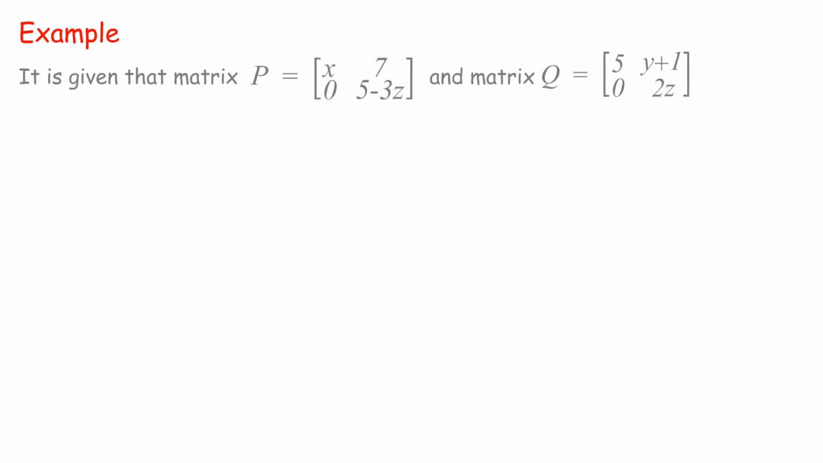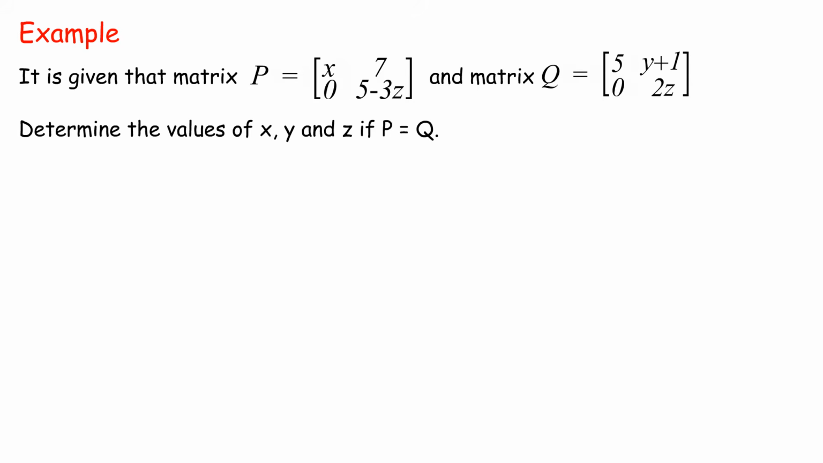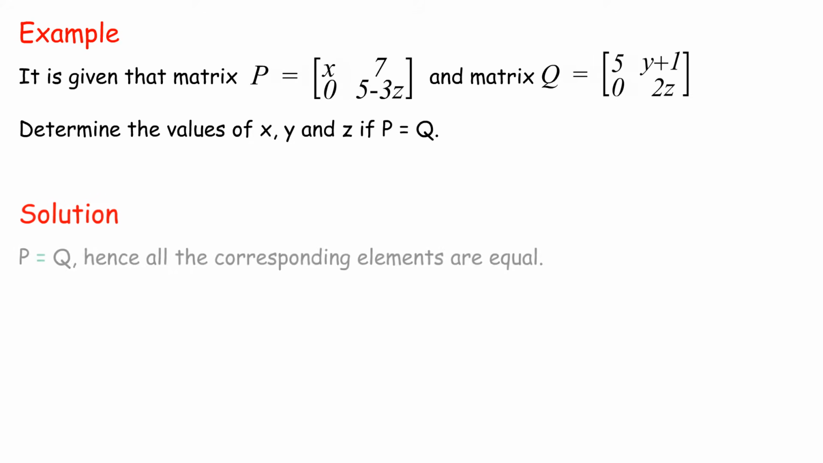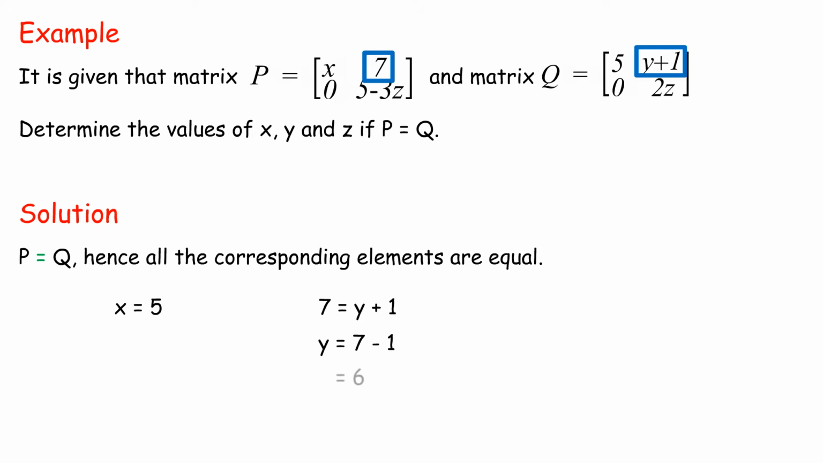Example: it is given matrix P and matrix Q. Determine the values of x, y and z if P equals Q. Solution: P equals Q, hence all the corresponding elements are equal. x equals 5. 7 equals y plus 1, y equals 7 minus 1, equals 6. 5 minus 3z equals 2z, 5 equals 5z, z equals 1.